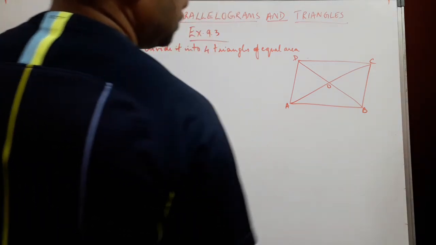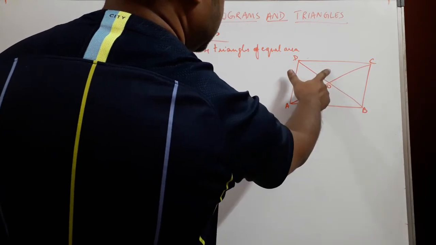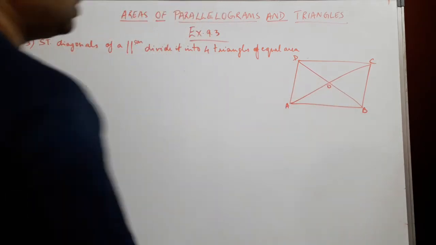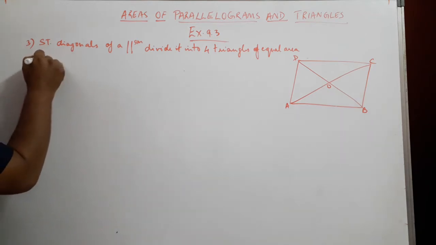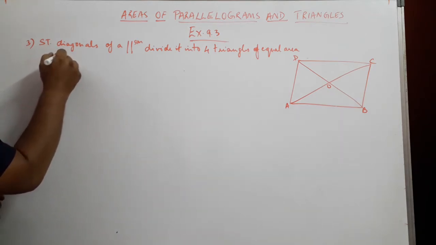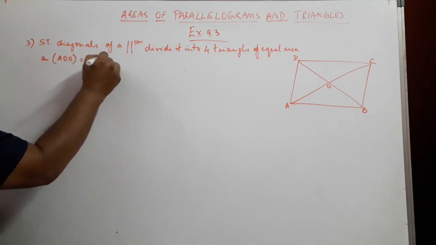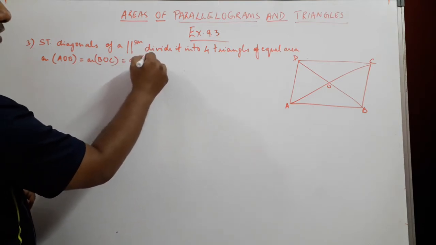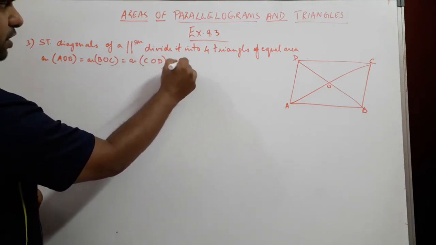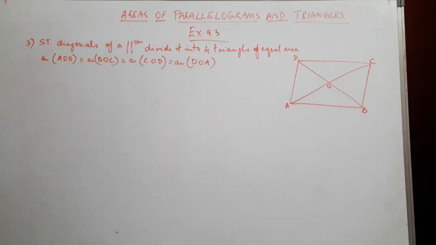Which means that we need to show that the area of this particular triangle is equal to the area of this particular triangle, which is equal to this area and this area. So they are all equal to each other. That's what we need to show. So in other words, we need to show that area of triangle AOB is equal to area of triangle BOC is equal to area of triangle COD is equal to area of triangle DOA. In other words, they are all equal to each other.